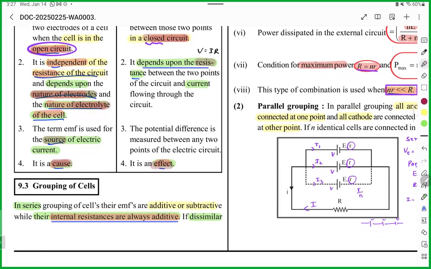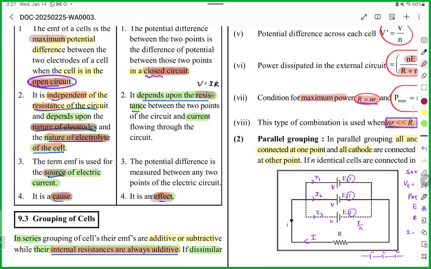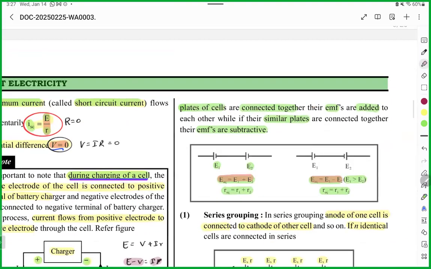Any doubt, guys? Shall we continue with the grouping of cells? As we did resistance in series and parallel, same with cells in series and parallel. As simple as that. Done. In case of series, it doesn't matter what your EMF nature is, internal resistance will be additive.